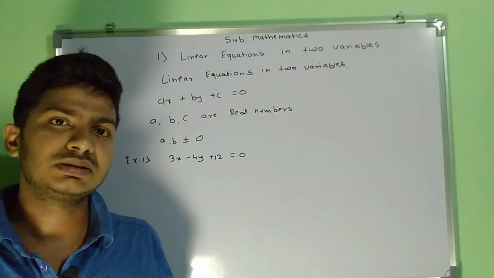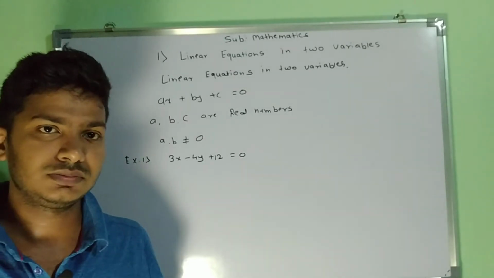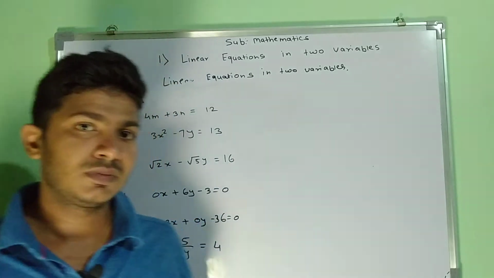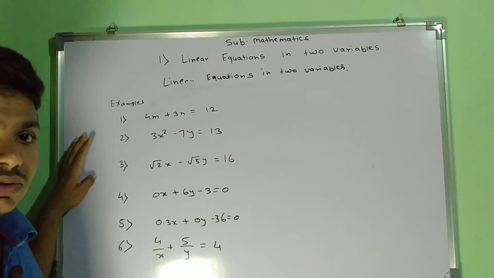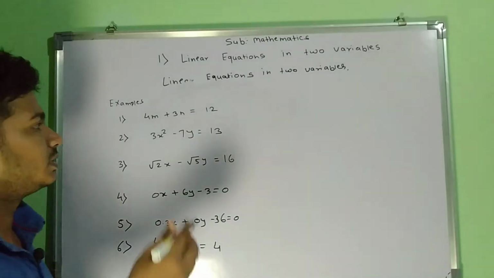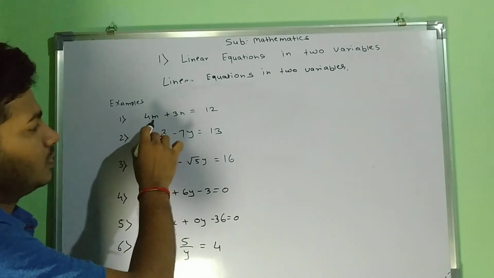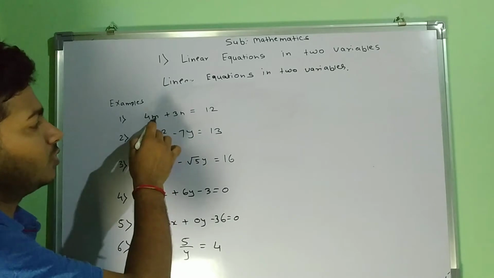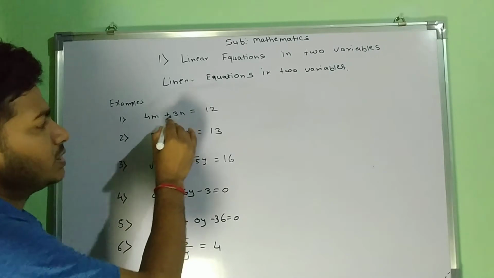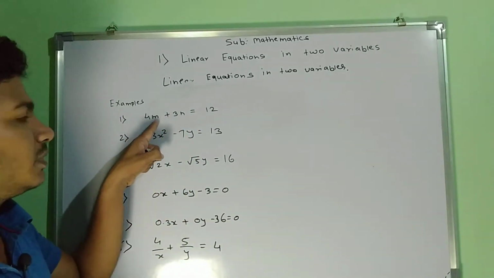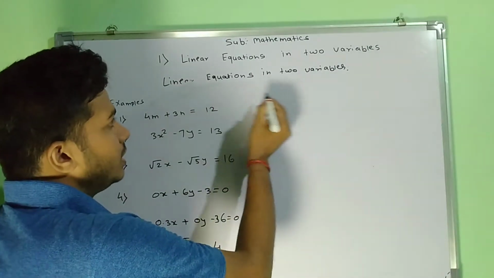Now we will see some examples and check whether they are linear equations in two variables or not. So these are some examples I have written over here. Now look at the first example, 4m plus 3n is equal to 12. Here m is a variable, n is a variable, and the coefficients of those variables are real numbers, 4 and 3. This 4 is a real number, 3 is also a real number, and the degree of each variable is 1. So that is why example number 1 is a linear equation in two variables.